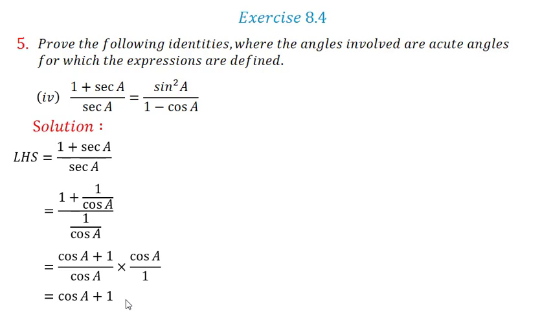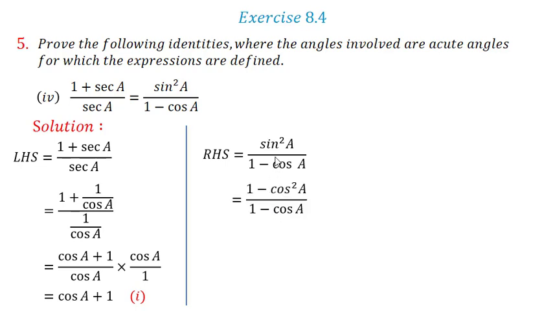So instead of proceeding further, I will stop and solve this right hand side also. So let us take the right hand side, which is sin square A upon 1 minus cos A. This sin square A I can write as 1 minus cos square A divided by 1 minus cos A.